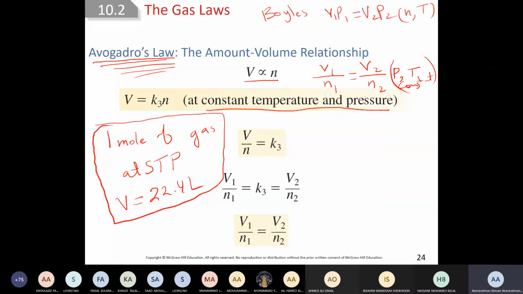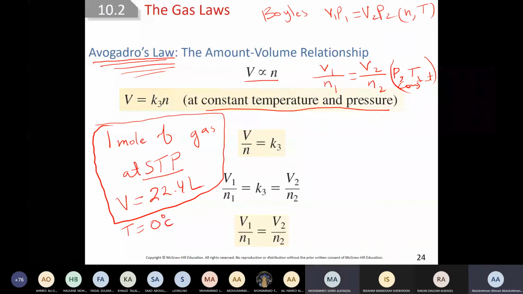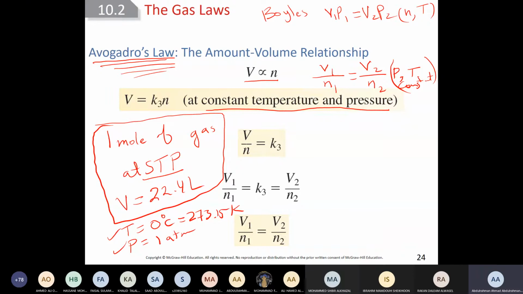What does STP stand for? Standard temperature and pressure. What is standard temperature and pressure? Temperature is 0. Pressure 1, temperature 0, and pressure is 1 atmosphere. Temperature 0 what? Kelvin? No, 0 Celsius, or 273.15 Kelvin. Clear? And what's the pressure? 1 atmosphere. You must memorize this. This is STP. I hope this is also clear.